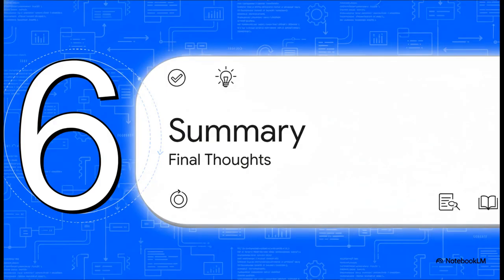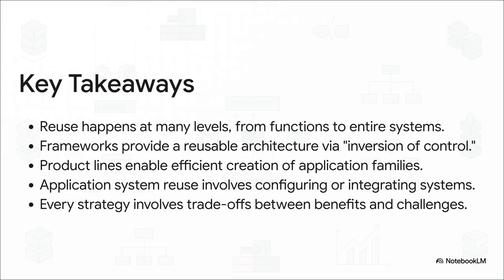All right, we've covered a lot of ground. Let's wrap things up by quickly recapping the key ideas we've talked about. So, what are the main takeaways here? First, remember that reuse is a big concept covering everything from tiny functions to massive systems. Second, application frameworks give you that reusable skeleton for your app, and they're built on that key idea of inversion of control. Third, software product lines are the strategic way to go when you need to build and manage a whole family of similar applications.